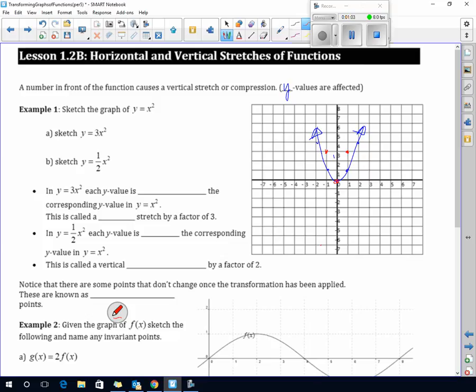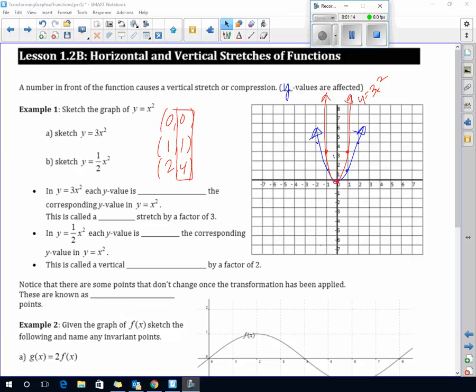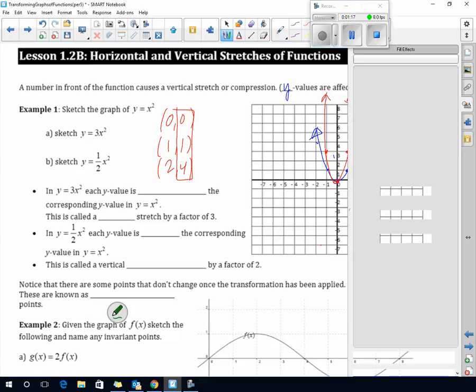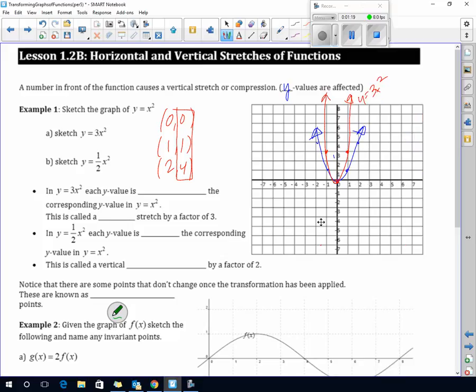Going back to the next one, sketch y equals 1/2 x squared. So (0, 0). Now look at my (1, 1). What's this height of 1 going to become? 1/2. So (1, 1/2). (2, 4) becomes (2, 2). Do you remember what this looked like? It's wider. Yes? Wider.